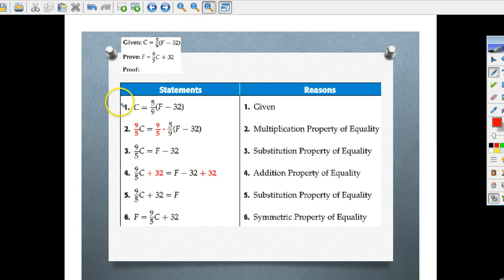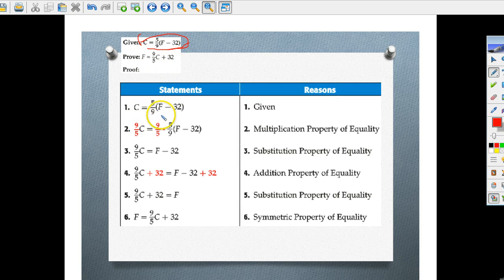So here, when you do your two columns, you write your statements, and then you give your reasons. Anytime I say, let's do a two-column proof, you're going to write the statement on the left side and your reason on the right side. Okay, so you're always going to start with the given. So that's the easy part. You just copy it down and write given, okay? So one correlates with one. Two, you want to prove that when you move things around, F is going to equal this equation.